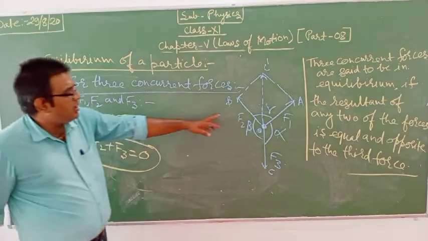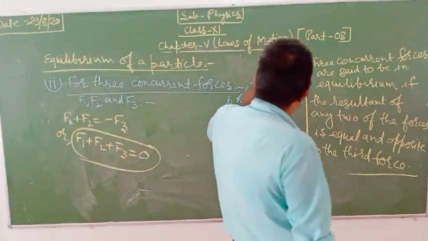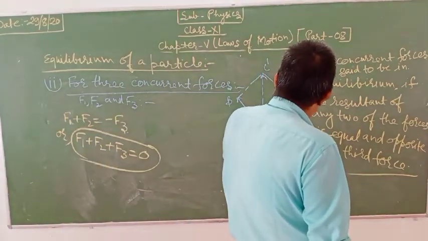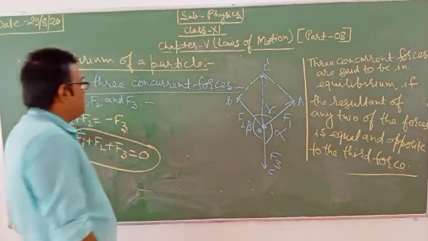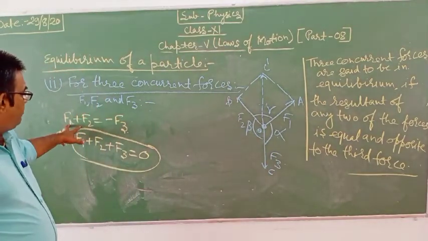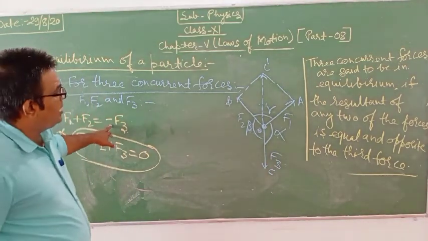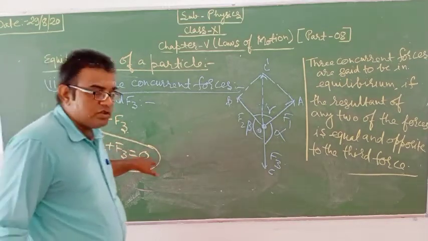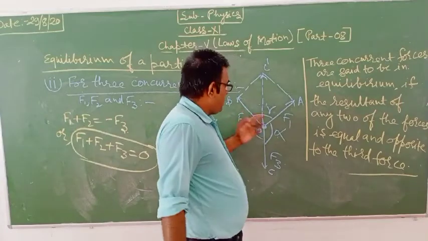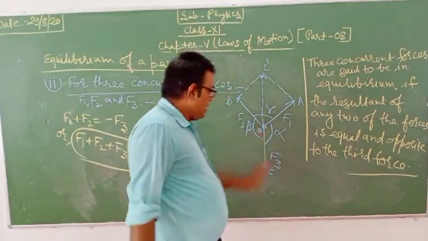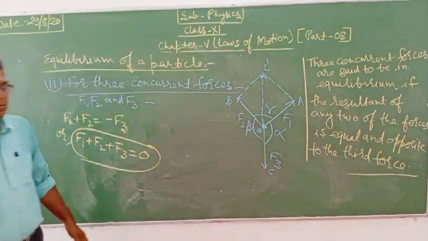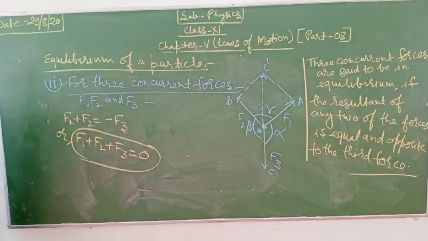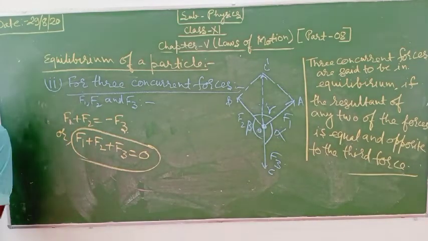Let's look here. The resultant of OA and OB is equal and opposite to the third force F3. So we get the resultant of F1 plus F2 is negative of F3, or you can say that F1 plus F2 plus F3 is equal to 0. Then the forces F1, F2 and F3 are said to be in equilibrium. So here we have discussed three concurrent forces.